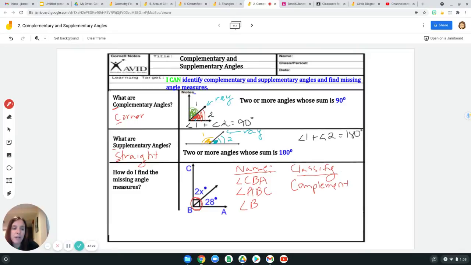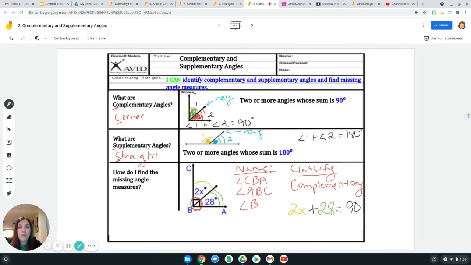So these are complementary angles, which means I have two angles that I'm going to add together to be 90 degrees. All right, so I'm going to take that information, and I can see my two angles. I'm going to mark them with arcs. My first angle is 2x degrees. And then my second angle, I'll put two arcs in here, is 28 degrees. So what I know is that those two angles added together will equal 90 because they're complementary.